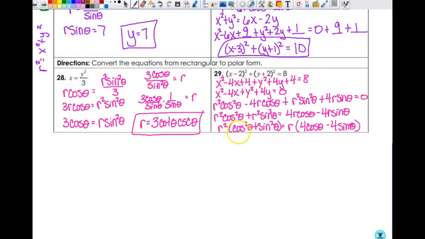Here, this becomes 1, right? So I end up with r squared equals r times 4 cosine theta minus 4 sine theta. Divide both sides by r, so r is equal to 4 cosine theta minus 4 sine theta. And there you go.